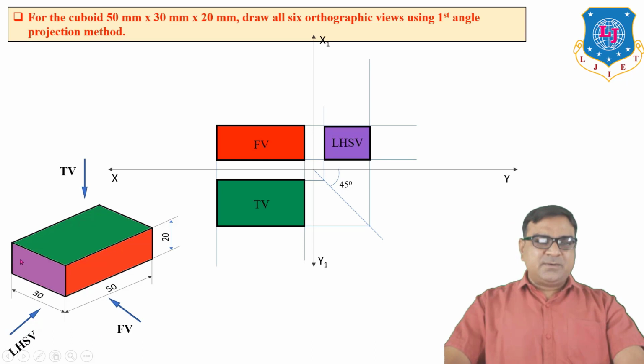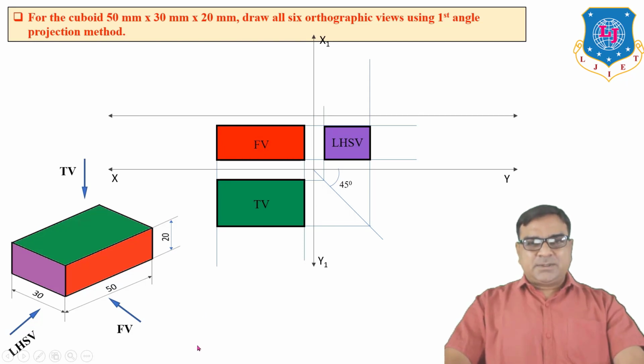So from the left hand side view, this rectangle represents width 30 mm and height 20 mm. So this is 30 mm width and 20 mm height. So when you look from the left hand side, you cannot see the length. For the front view, you cannot see the width, and from the top view, you cannot see the height. So any 2D projection represents only two dimensions. So this is the position for the front view, top view, and left hand side view.